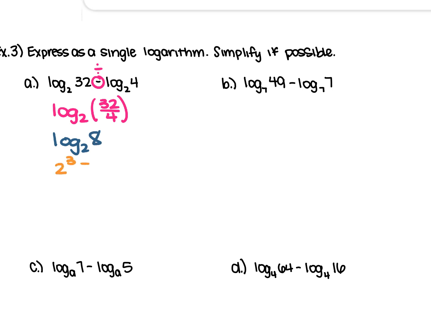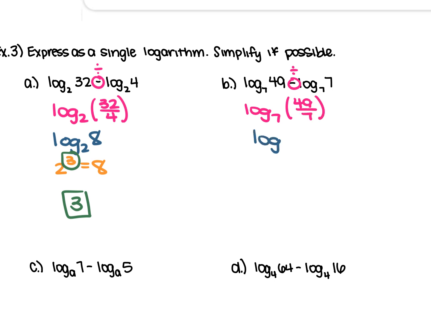So that means you're going to have log 2 of 32 divided by 4, which is log 2 of 8. 2 is raised to the 3rd power in order to give us 8. So simplified is the 3. For B, you have log 7 of 49 minus log 7 of 7. So again, you have subtraction here, which we're going to rewrite using division. You keep the log 7, just do 49 divided by 7. That gives you log 7 of 7. We said in the section before this that when your base is the same as your whole number part, they cancel out, so it is just 1.